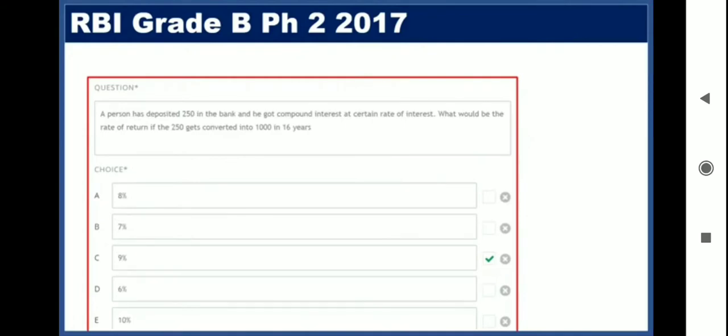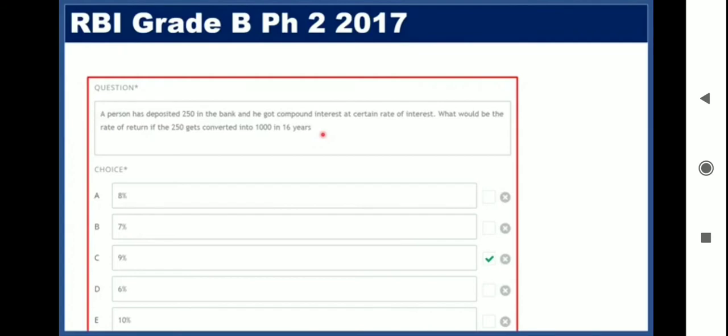This is the next question. A person has deposited 250 in the bank and he got compound interest at a certain rate of interest. What would be the rate of return if 250 gets converted into 1000 in 16 years? Now just by reading this question, you can easily gauge that it is a perfect question where you can use the rule of 144. The question is that 250 gets converted into 1000 in 16 years. What could be the rate of return or what could be the rate of interest?